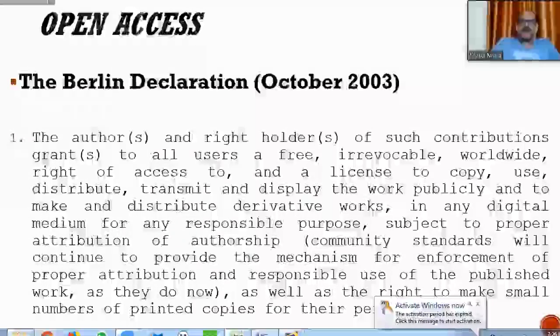It is the authors and right holders of such contributions. So note that point: the authors and the right holders of such contributions. Right holders may be the funding agency, or the journal where the research paper is published, and they may have certain copyright.